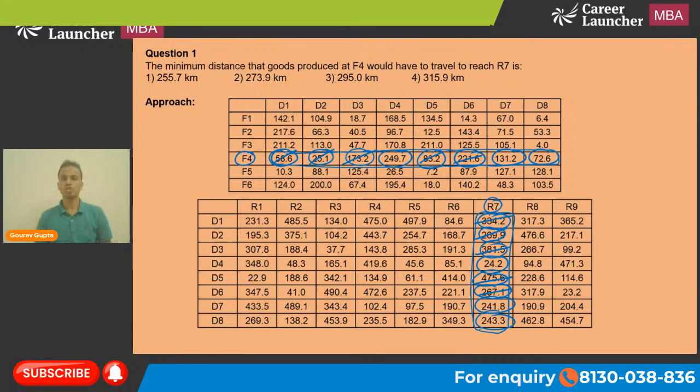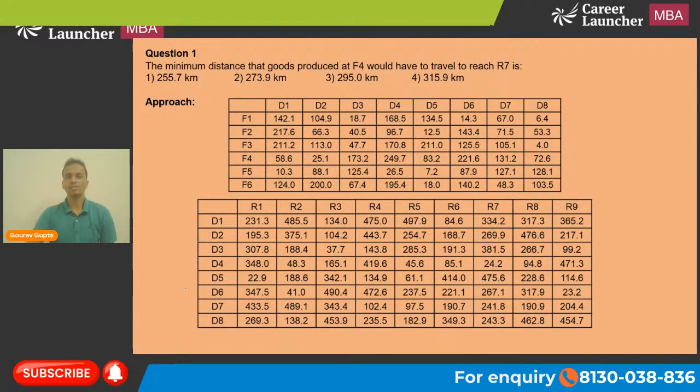All right. So the distances that I have selected are 249.7 corresponding to depot 4 plus 24.2. Adding these two gives 273.9. That is option 2, which should be the correct answer. All right. Am I clear?